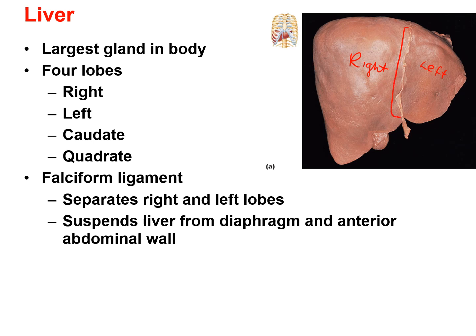This is your falciform ligament. So the falciform ligament is kind of this paper-thin sheet-like ligament that is going to separate the right and left lobes from each other, but it also is going to suspend the liver from the respiratory diaphragm that would be located superiorly and attach it to the anterior abdominal wall. So the falciform ligament separates the lobes, but also helps to tether the liver to the respiratory diaphragm and the abdominal wall.